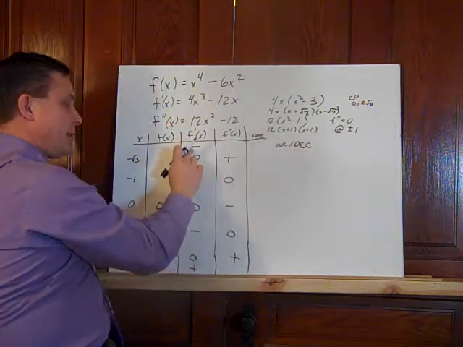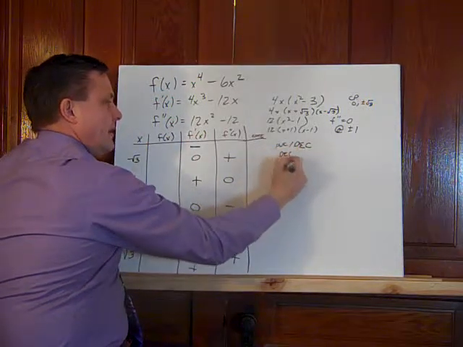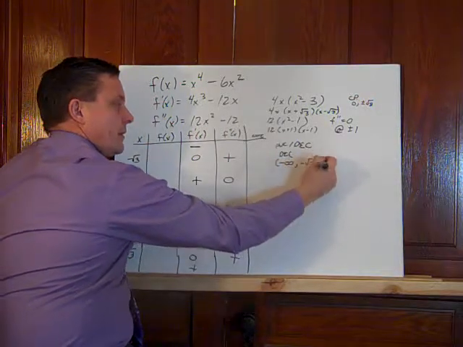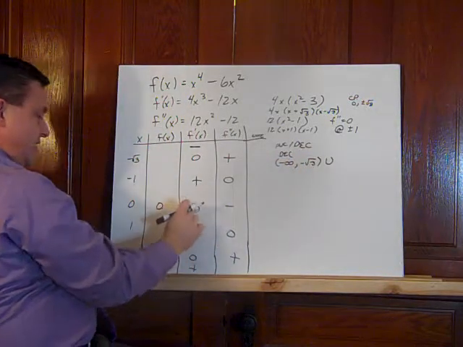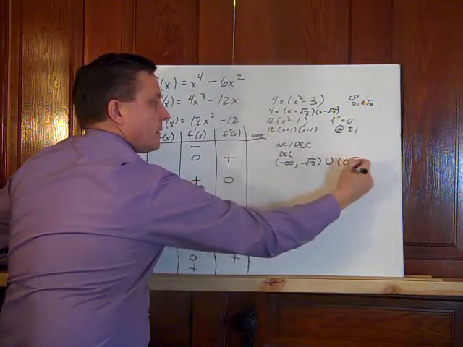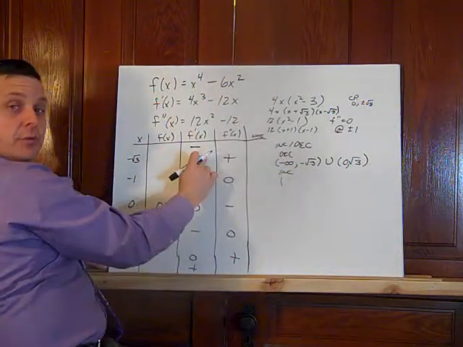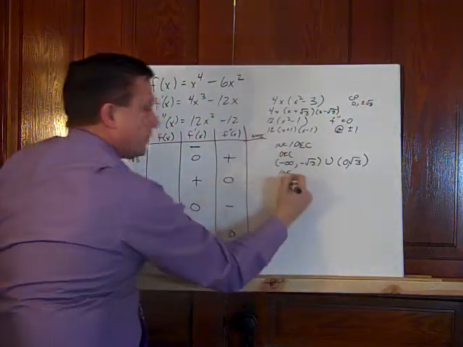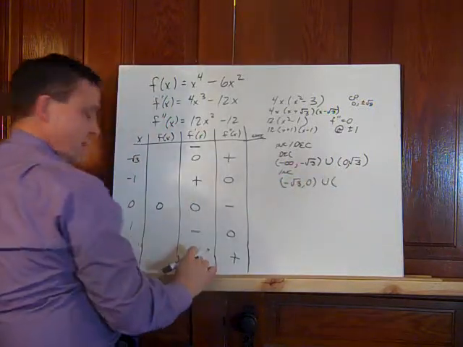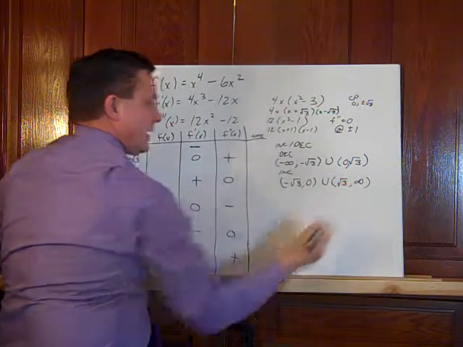It is negative here and here. So it's decreasing from negative infinity to negative square root of 3 and between 0 and square root of 3. And these are intervals. Again, increasing then from negative square root of 3 to 0 and from square root of 3 to infinity.